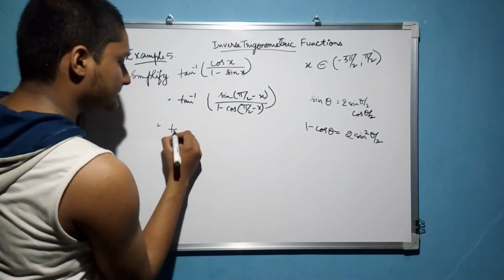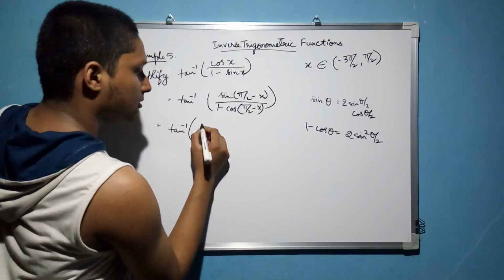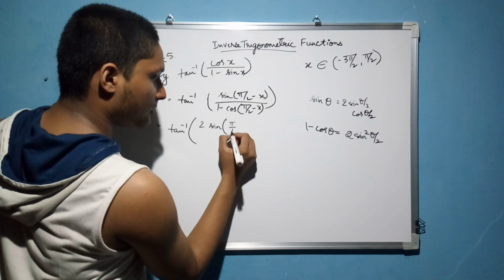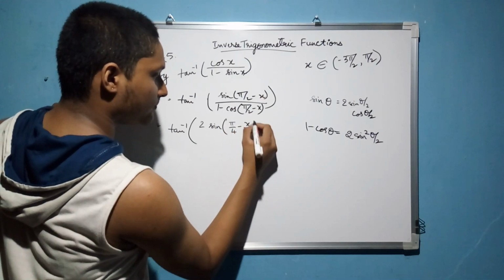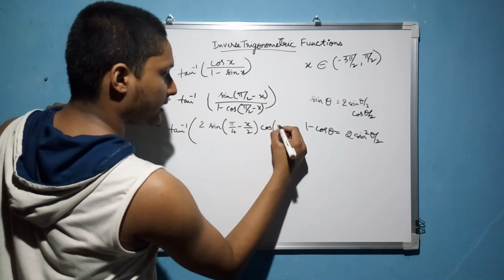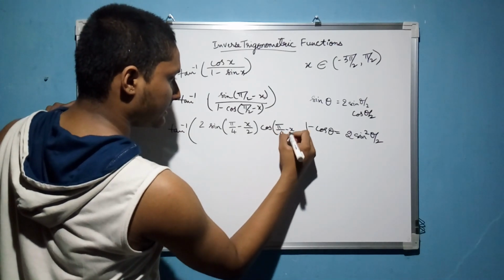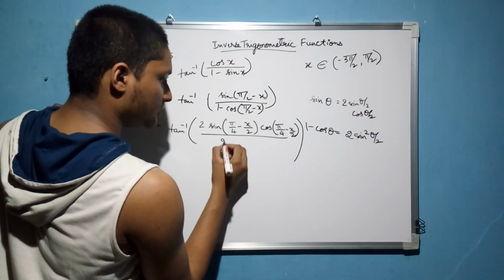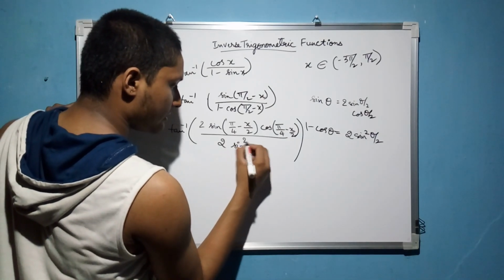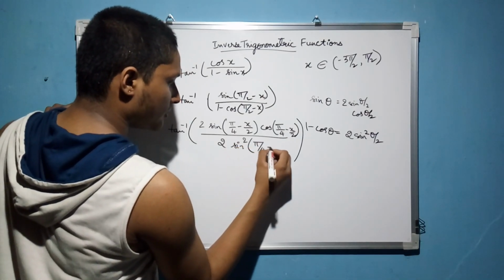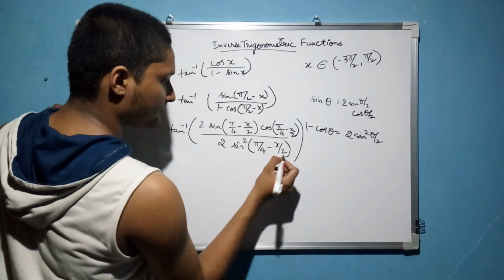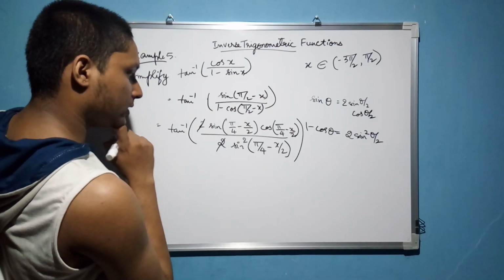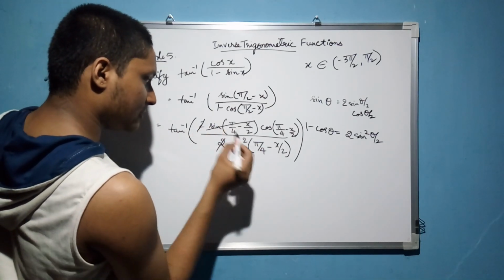So now it becomes tan inverse of 2 sine of theta by 2, which is pi by 4 minus x by 2, cos of pi by 4 minus x by 2, divided by 2 sine square of pi by 4 minus x by 2. Okay, now we'll cancel this off. So now what you're going to get is, here also one more sine can be cancelled.